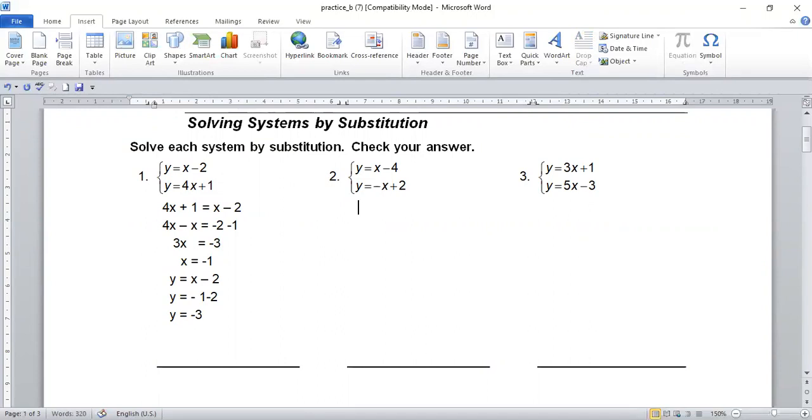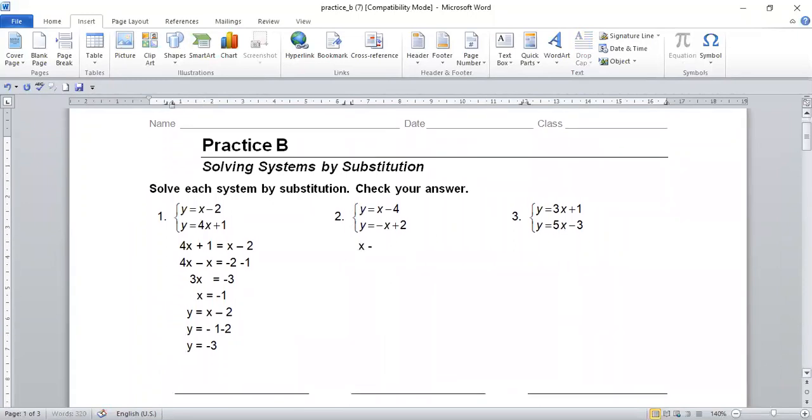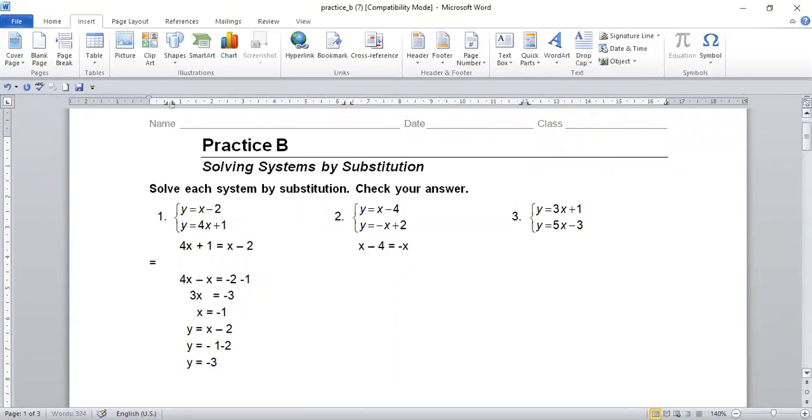Okay, now again here, question number 2, we have y is equal to x minus 4, y is equal to minus x plus 2. I will do the other way now. I will take the first one's y and substitute it in the second one. So I will write my equation as x minus 4 equals minus x plus 2 as usual.